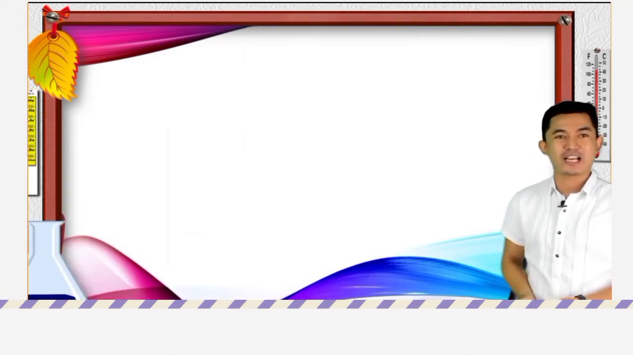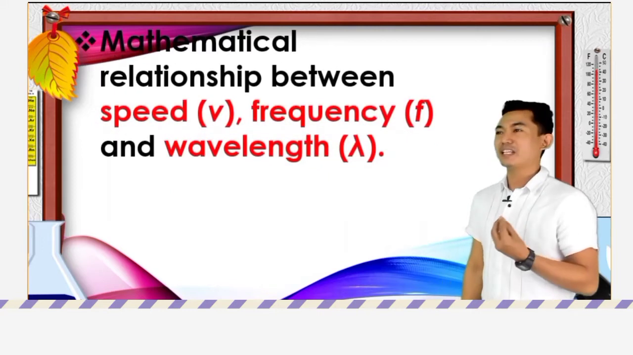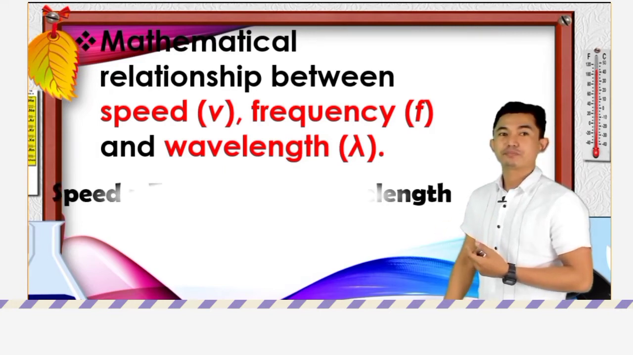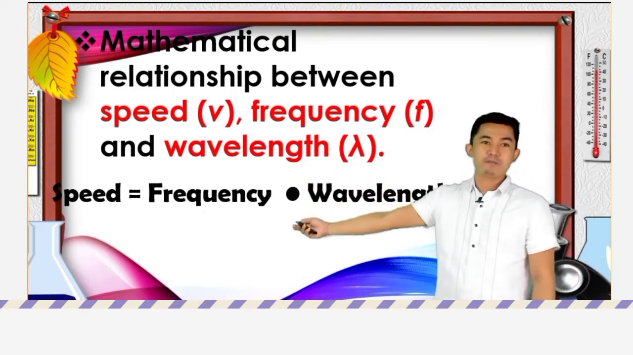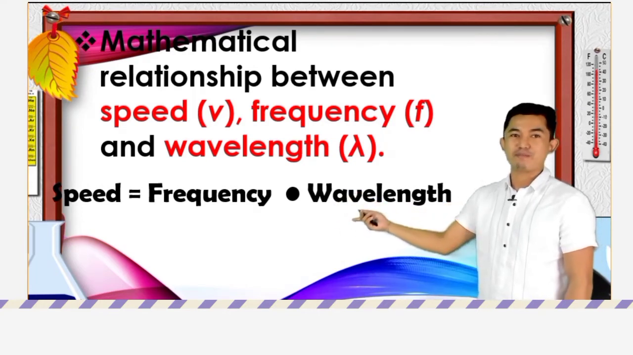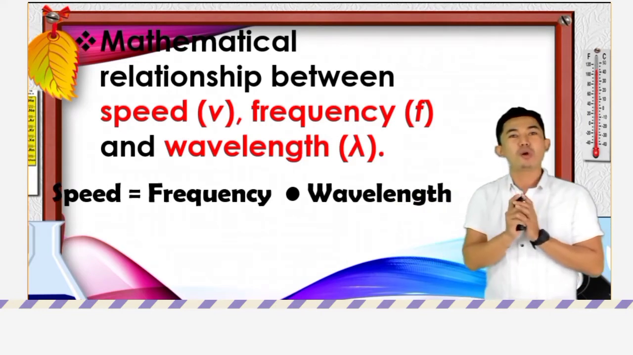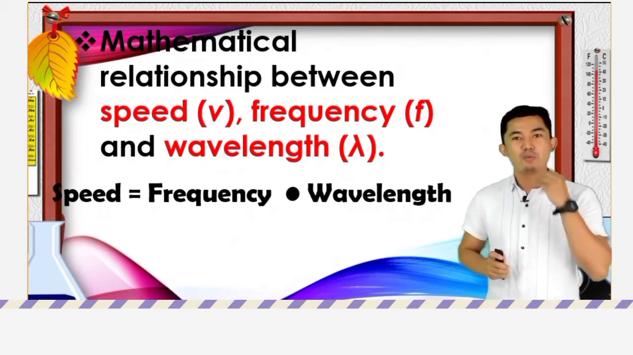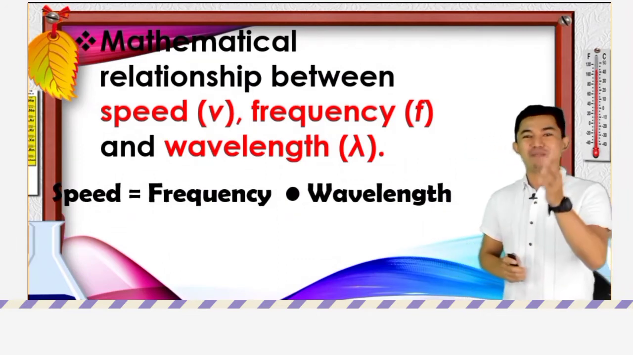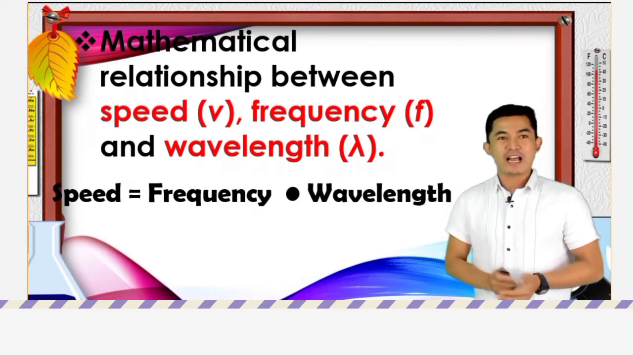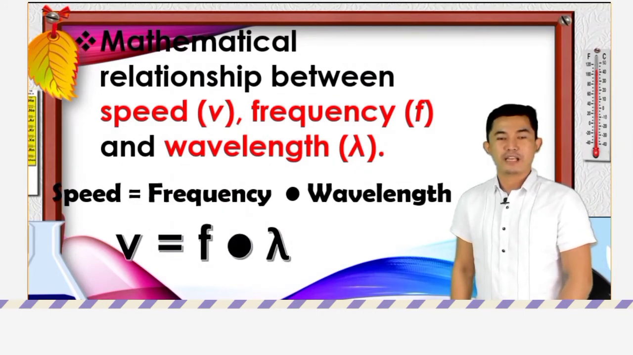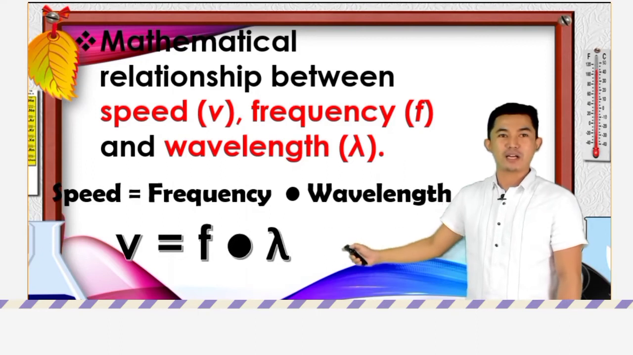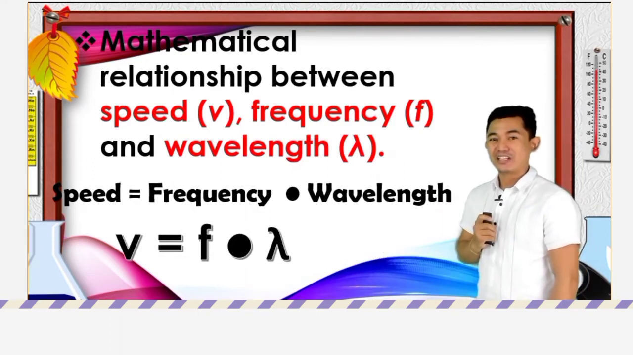Okay. Let us move on to our next slide. According to this slide, the mathematical relationship between speed, small v, frequency, small f, and wavelength has this equation: speed is equal to frequency multiplied by wavelength. Do not forget this, class. This is the mathematical relationship between these three quantities, which are very important in our discussion. As we go along, later we will compute the speed, the frequency, and also the wavelength. Now, in order for you to understand more, I have here the letters. Small v for speed is equal to frequency, small f, multiplied by lambda, which is the wavelength. Understood, class?